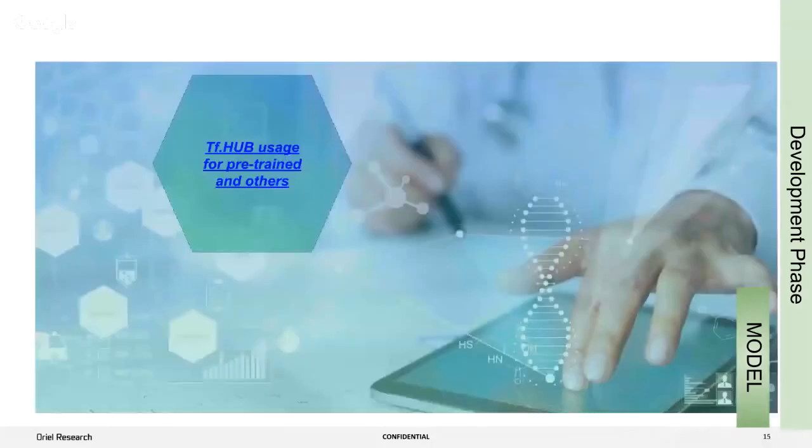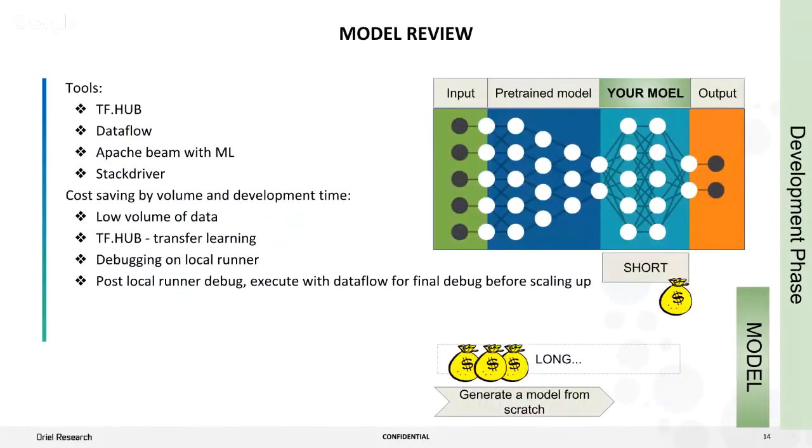When developing a model, I see two major options: developing a model from scratch, or using a pre-trained model and enforcing your data on this pre-trained model. The way to use it is TF Hub, and I think with Transform there is probably also an option to do that, using Dataflow, Apache Beam ML, and Stackdriver. Again, using a low volume of data will save you money. Using transfer learning for model training is going to save you money.